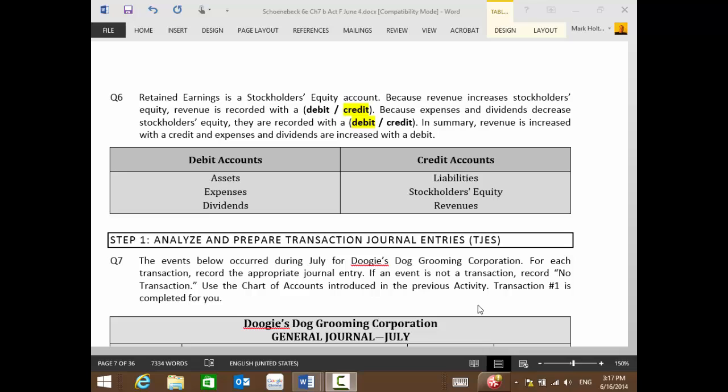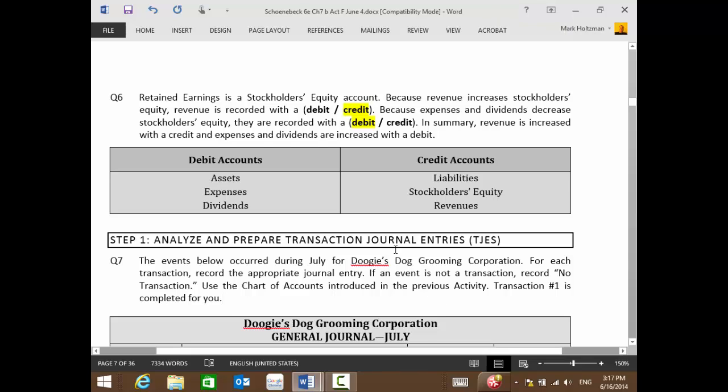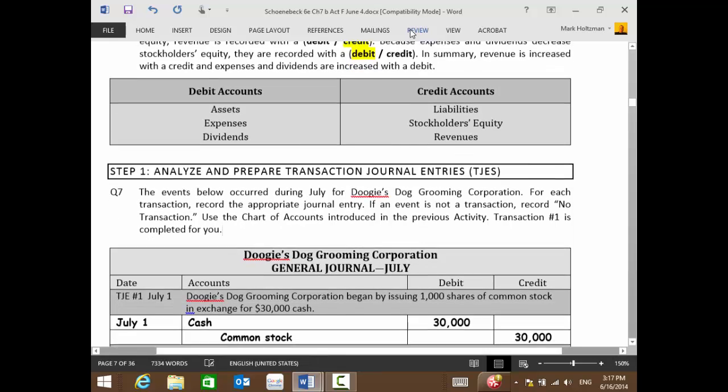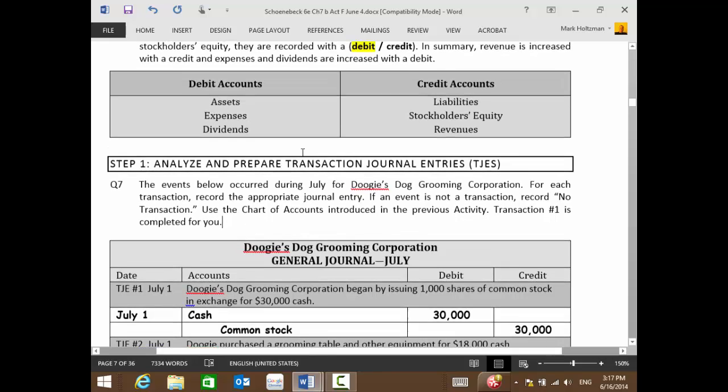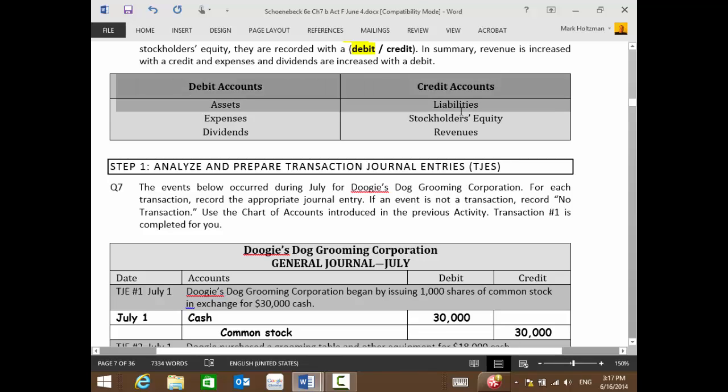Going to do is we're going to record what we call journal entries. What a journal is, and this is step one in the accounting process, what we call the accounting cycle. And journal entries are simply a list of transactions.